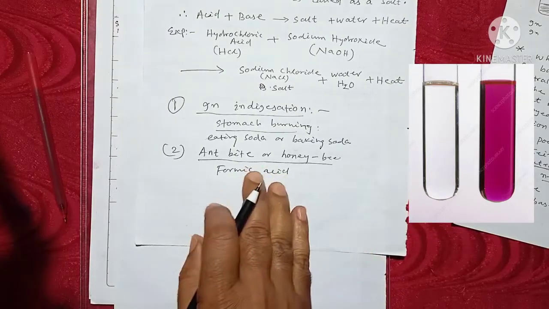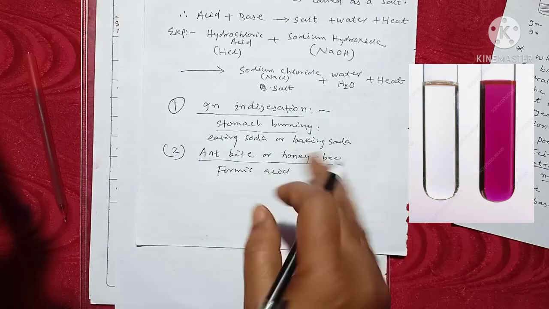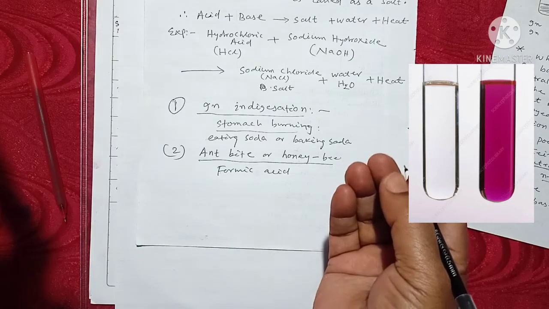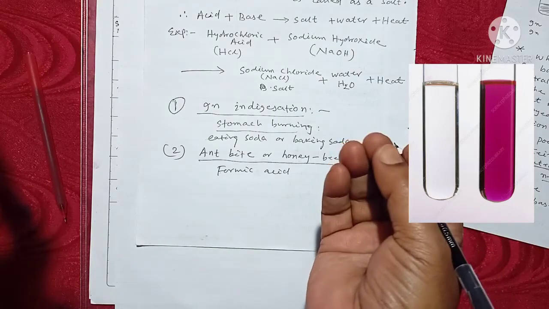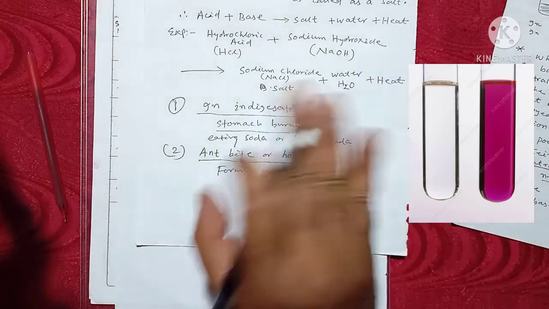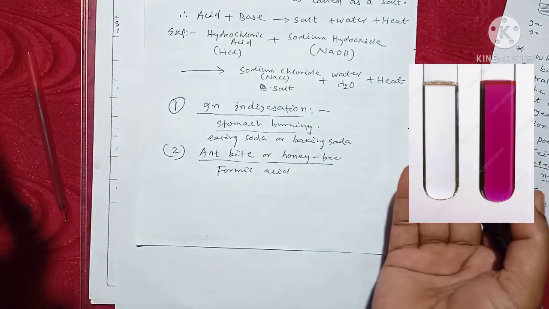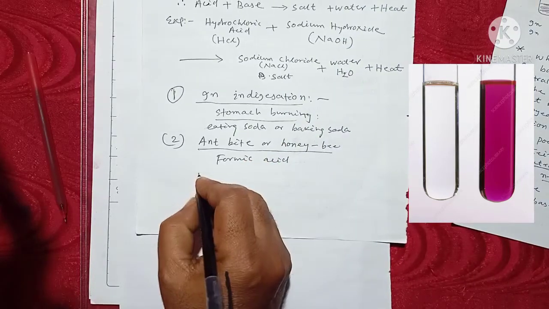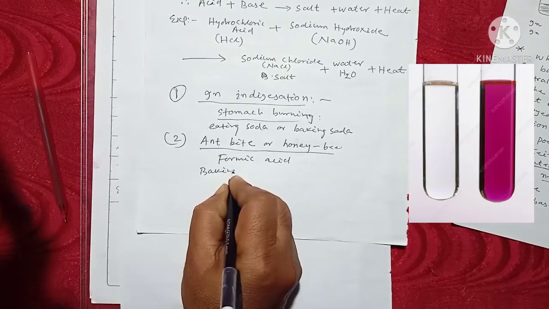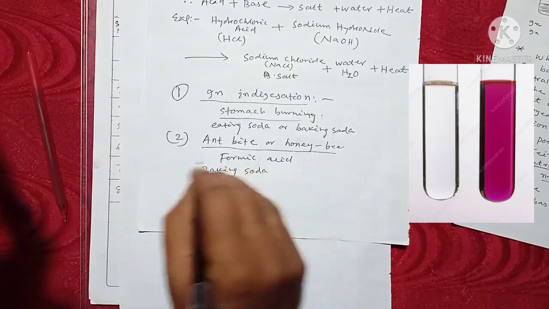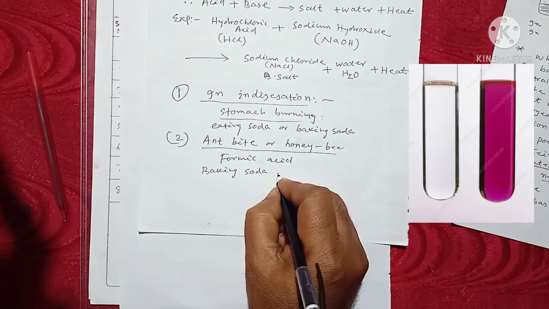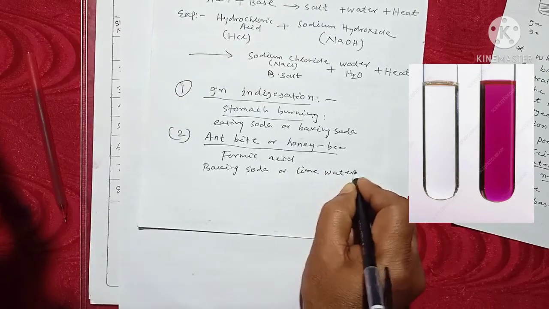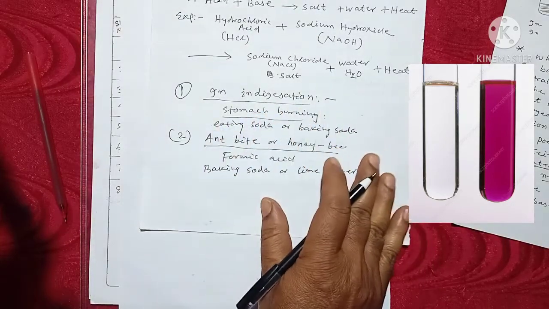So in order to reduce the effect of formic acid, we have to take a base. So in this case what happened? If we take a little moist baking soda or lime water and apply it on the skin, then we will get relief from it. So in order to reduce the effect of an ant bite, we have to use baking soda, moist baking soda along with water, or we may apply some lime water on the skin so that we shall get relief from the pain of the ant bite.